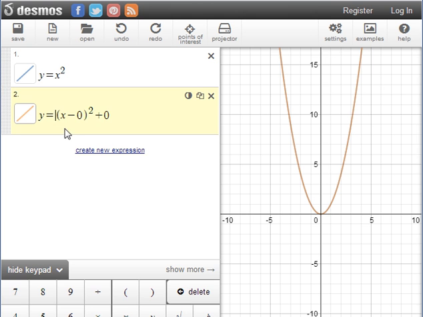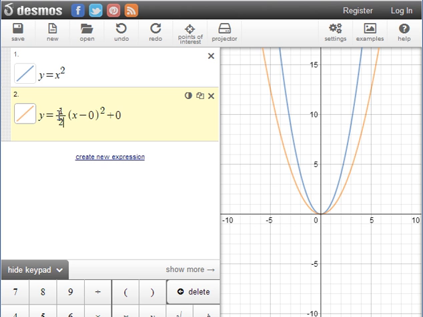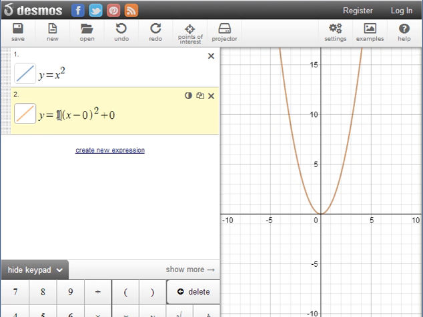One thing that I want to point out is that although h moves the parabola to the right and to the left, and k moves the parabola up and down, a changes the shape of the parabola. So again, if we have 1 divided by 2, we get a wider parabola. If we have 2 or 3 or 4, we get a skinnier parabola. And so the A changes the shape, and it's going to be up to you to play around with this.